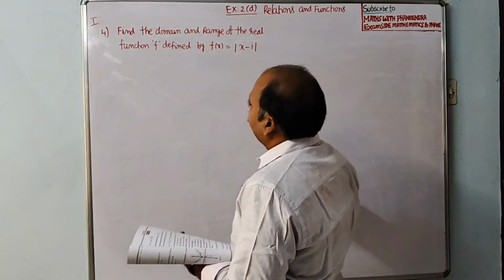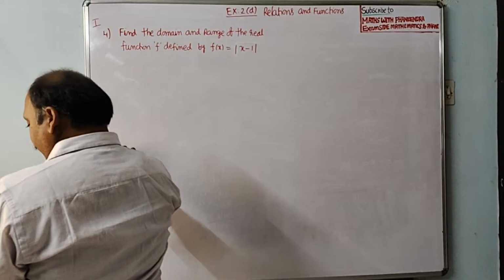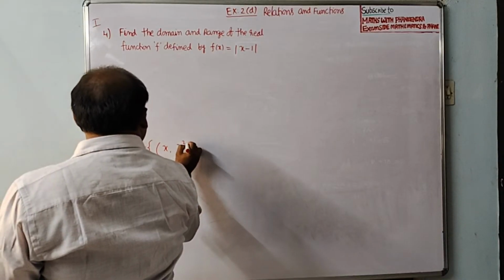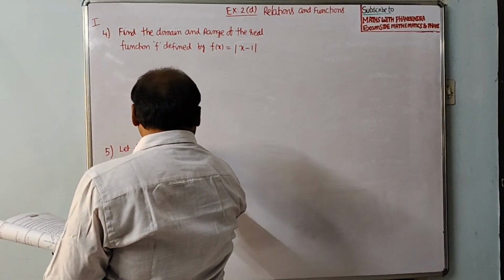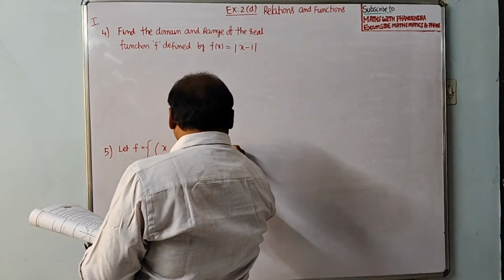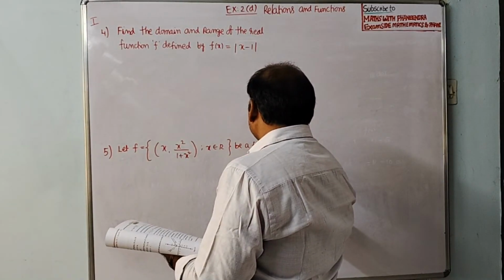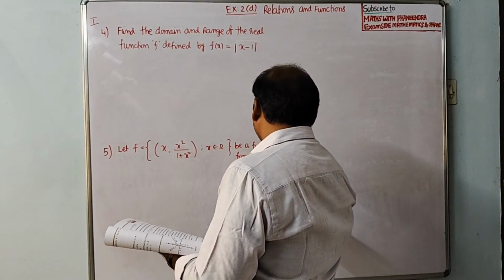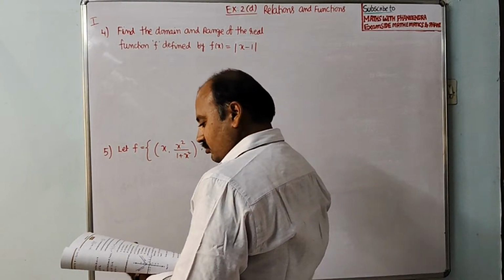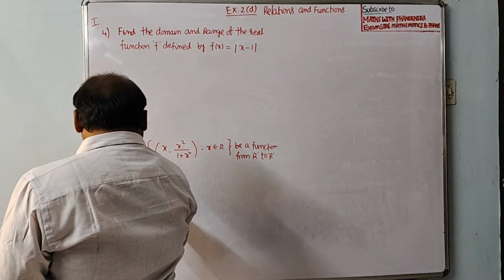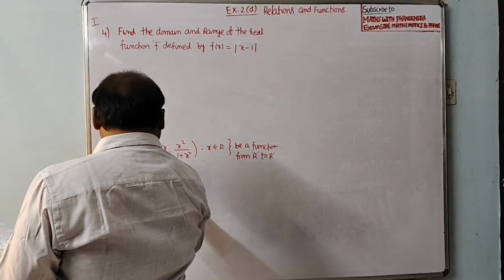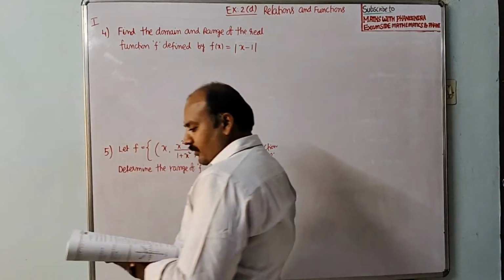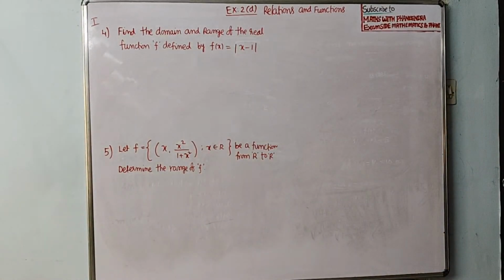Next, question number 5. From here we will start. Let f equal to {x, x squared by 1 plus x squared}, where x belongs to R, be a function from R to R. Determine the range of f. That is the question we will see.